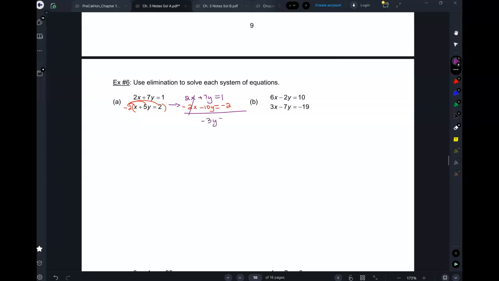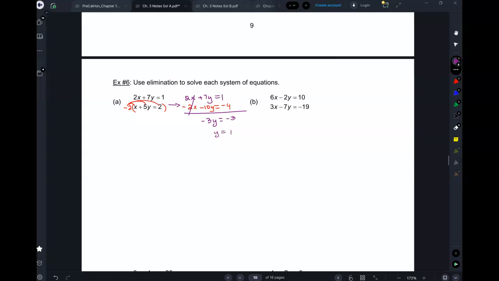Negative 3y is, oops, what happened? Oh no, sorry, this is negative 4. Oh my gosh, even I messed up. So this is negative 3. Okay, so y is equal to 1.